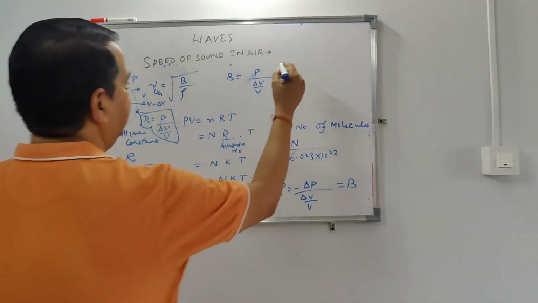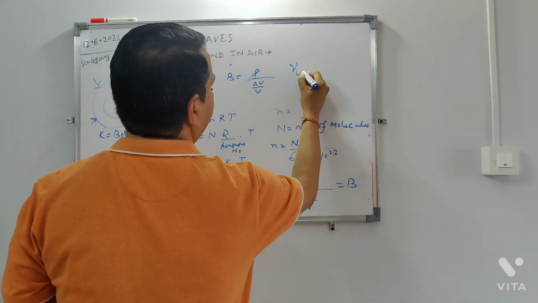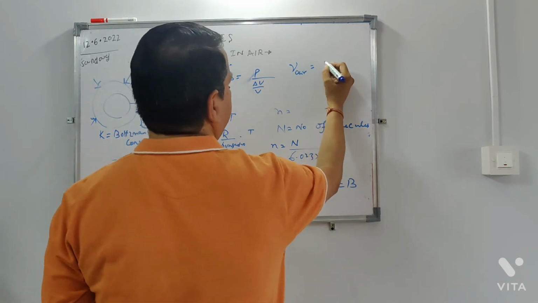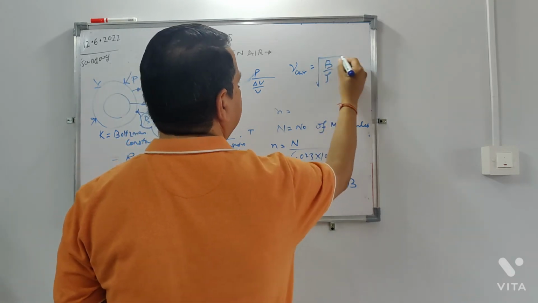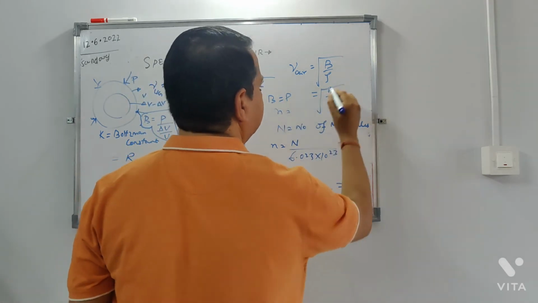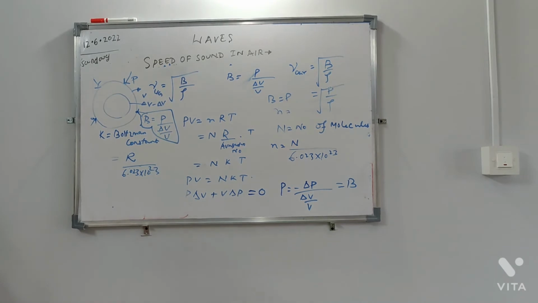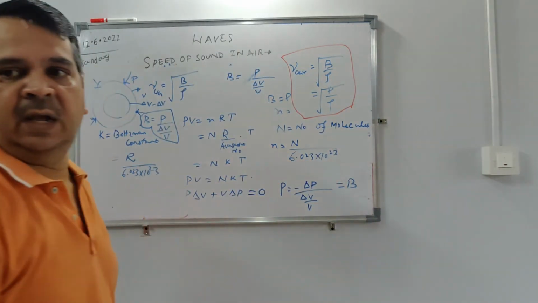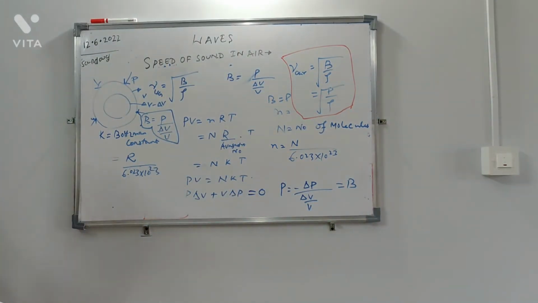Earlier we said that my velocity in a liquid or gas, in this case air, is equal to the square root of bulk modulus divided by density. Now bulk modulus becomes equal to pressure, so it becomes pressure by density. That is the main thing. So in an isothermal process, the velocity of sound in air is equal to the square root of pressure by density. This you have to remember.